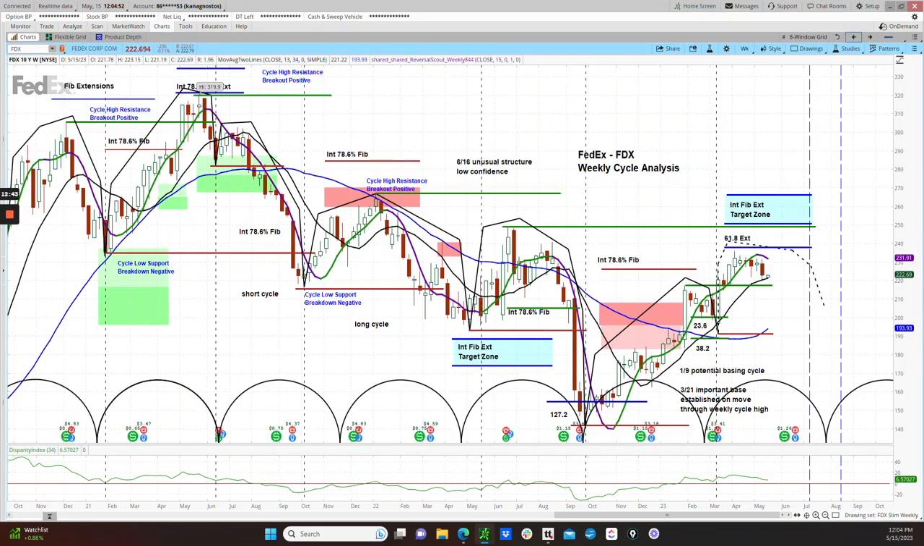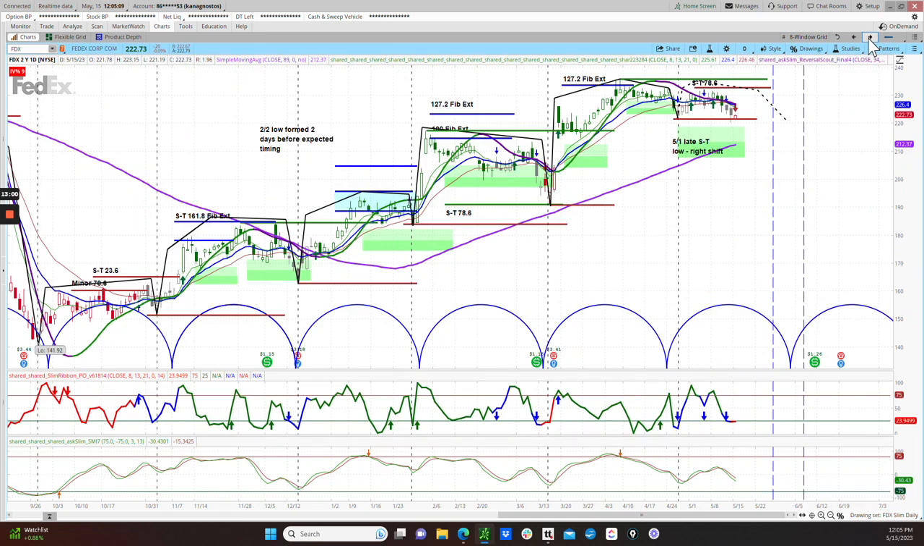Another symbol that is similar to this is FedEx, FDX. Here's the weekly chart. We're about halfway through this weekly cycle and momentum has turned negative. Our low isn't due until mid-July to mid-August timeframe. Now over on the daily chart, we are approximately mid-cycle here as well and testing that cycle low support. Both our reversal scout and our slim ribbon are negative.